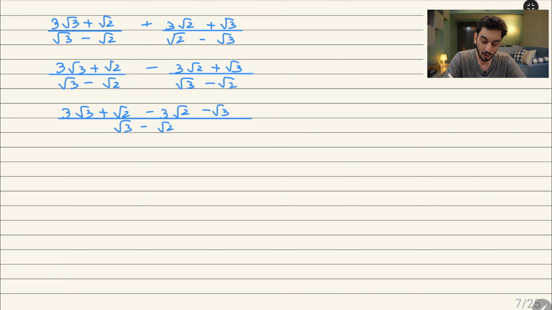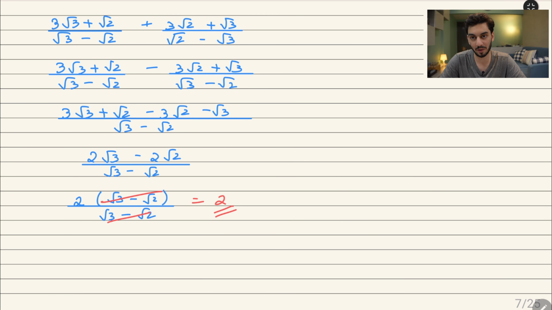Now let's see what cancels out. So 3 root 3 minus root 3 at the end becomes 2 root 3. Root 2 minus 3 root 2 is negative 2 root 2, and the denominator is root 3 minus root 2. I can factor out a 2 from the numerator. It is root 3 minus root 2, and the denominator is again root 3 minus root 2. Cancel out these two things, and my final answer is again 2 as the previous question.